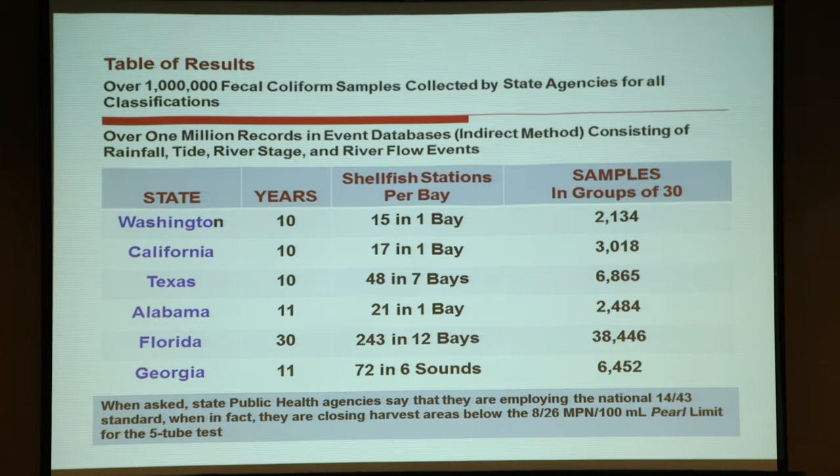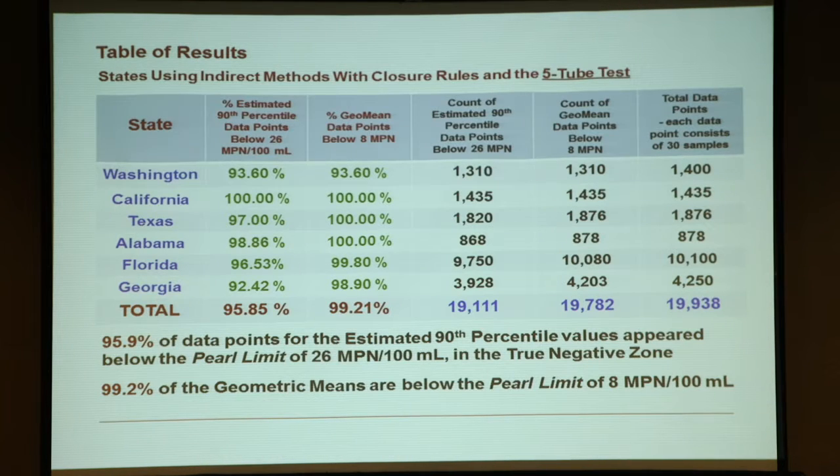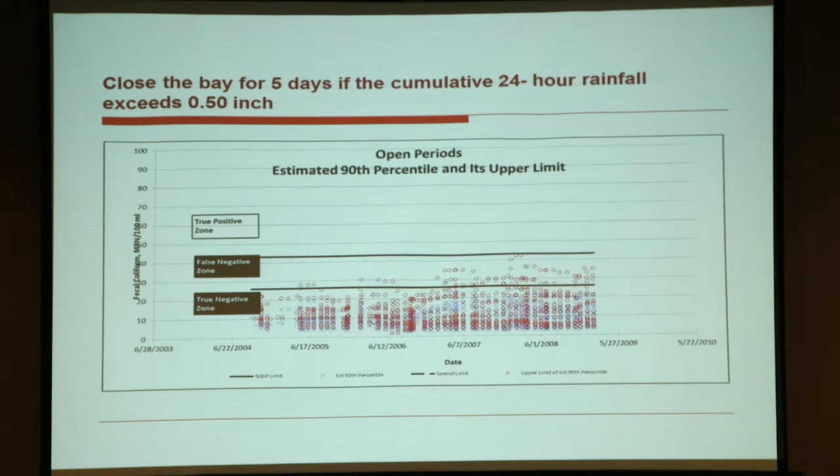The data exhibited here is from over 1 million records of these 6 states. In all of these states, with over 1 million data points analyzed, 95% of the data points for the estimated 90th percentile values appear below the Pearl limit of 26 mpm per 100 milliliters in the true negative zone, and 99.2% of the geometric mean are below the Pearl limit of 8 mpm per 100 milliliters.